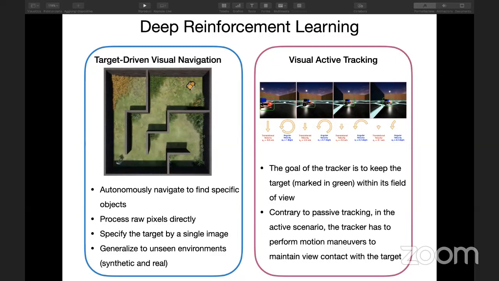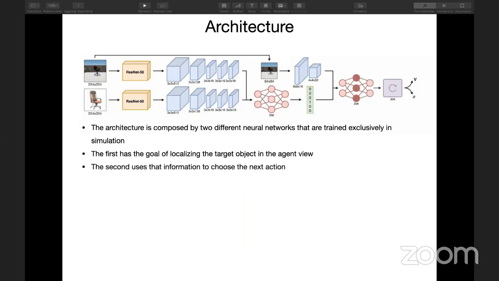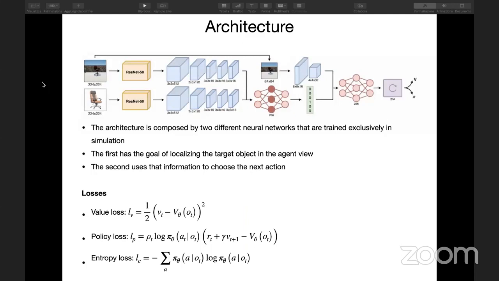So let's talk first about target-driven visual navigation. For this task, we propose a deep neural network composed of two main components. You can see on the left the object localization module, which takes as input the frames from the first person view of the agent and the user-specified image containing the target to find. With this information, its task is to produce a one-hot vector indicating if the object of interest is in the image, and if it is, where exactly it is located in that image.